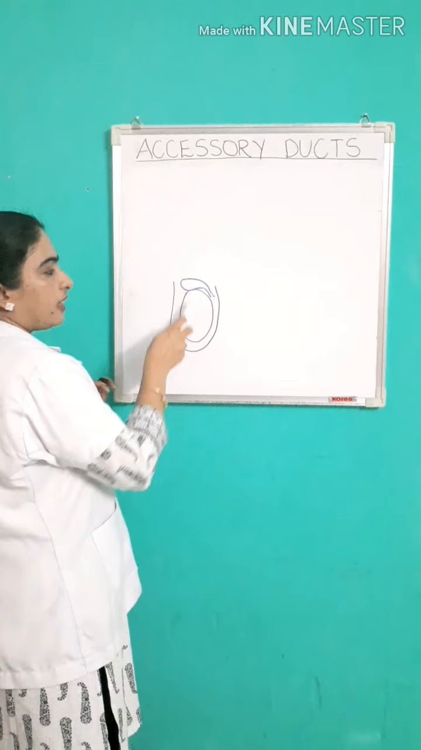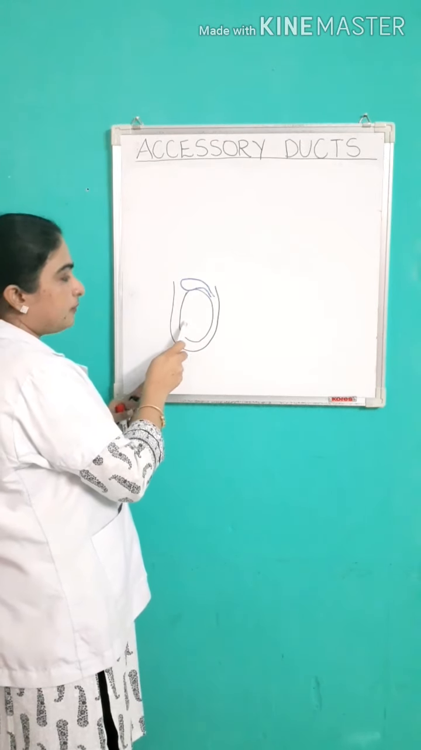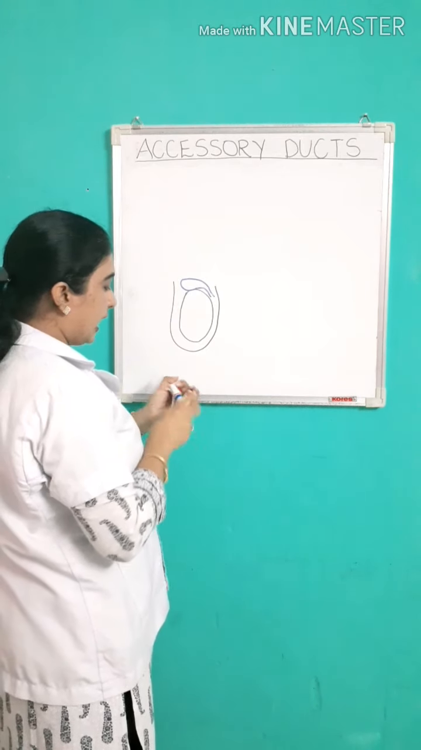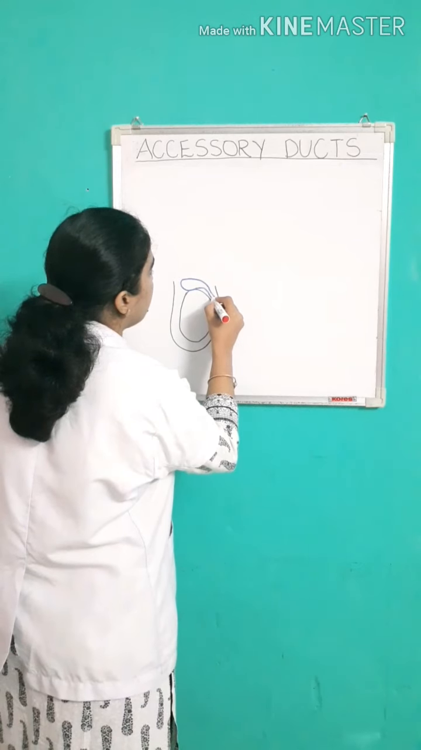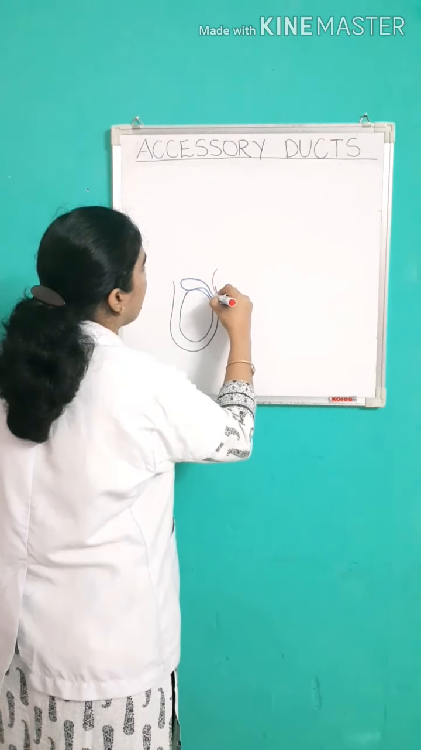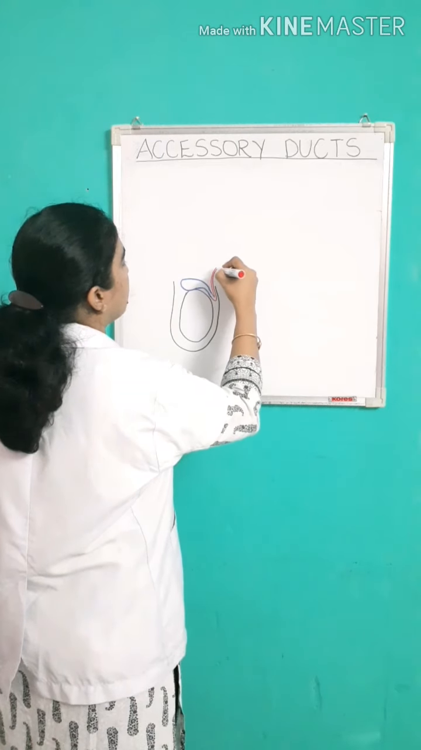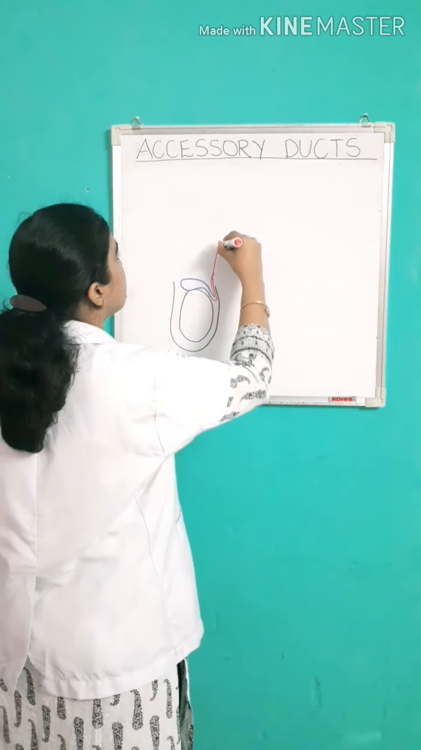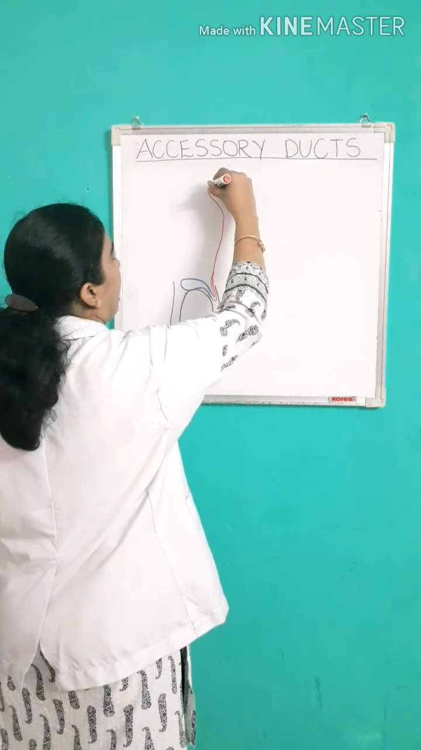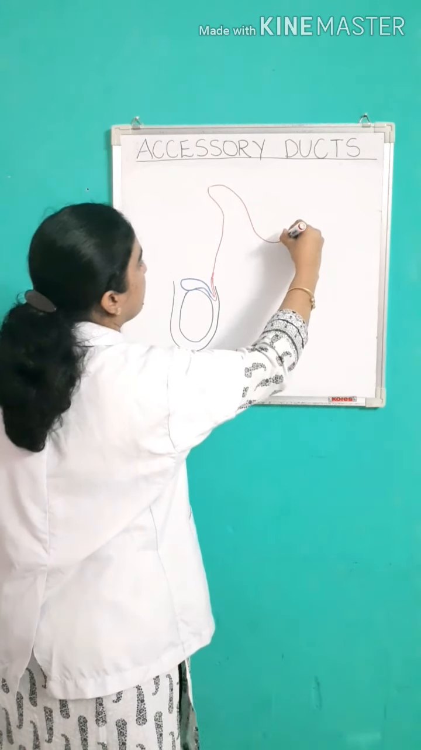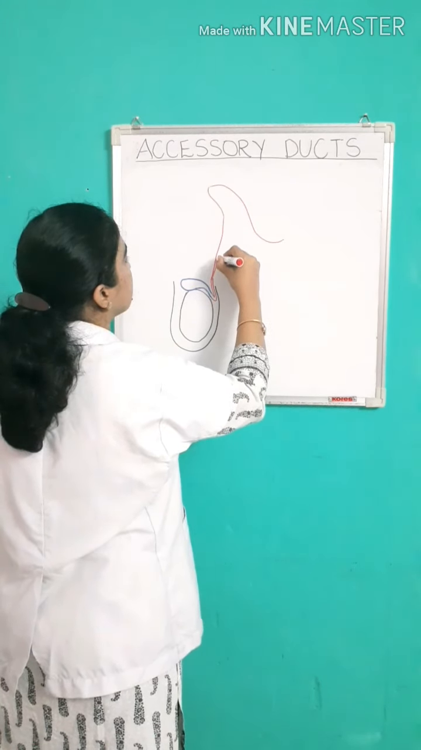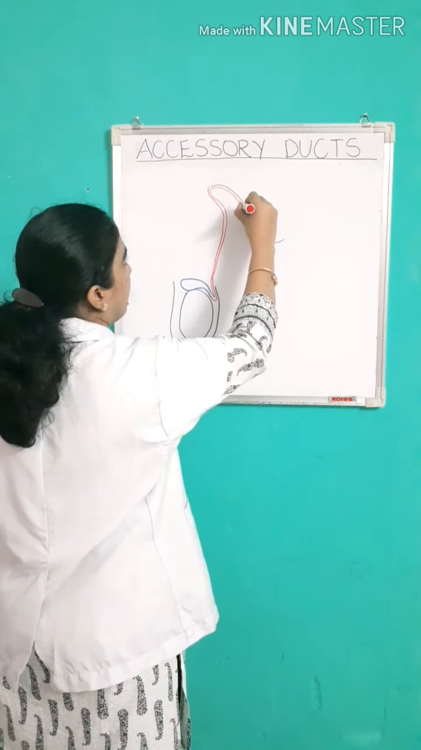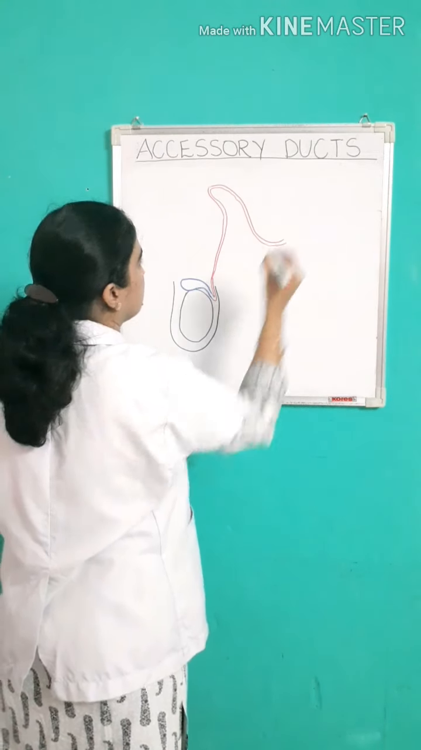So, the posterior part of the testicle, this is the testicle. At the posterior part of the testicle, we can see the epididymis, and the epididymis opens into another duct, which is the vas deferens. As I told you, the vas deferens goes up, or ascends, to the abdomen and loops over the urinary bladder.